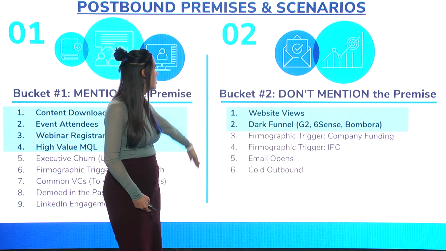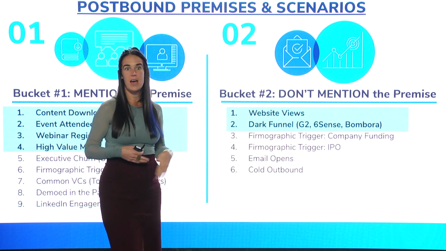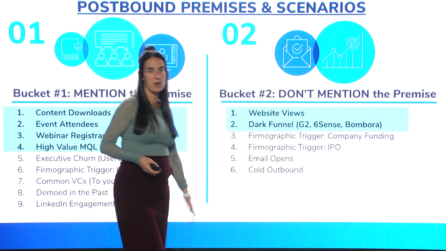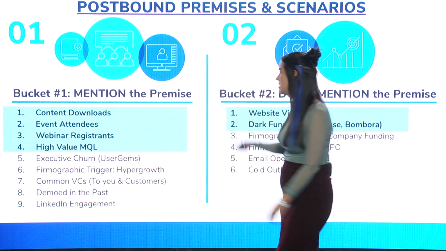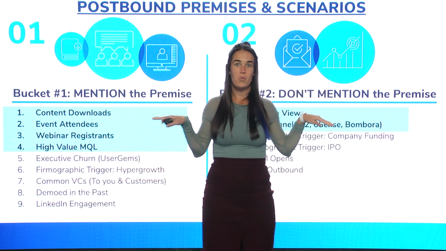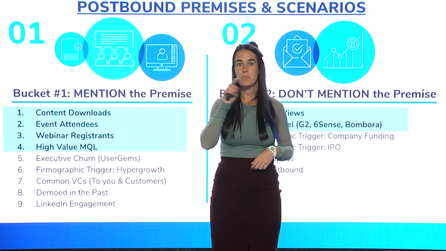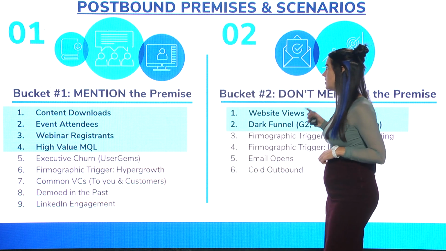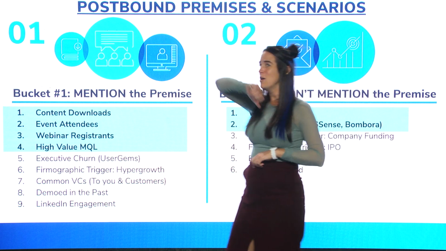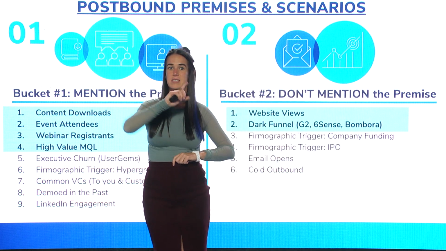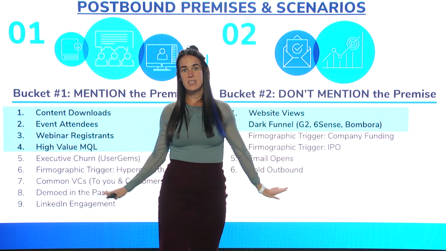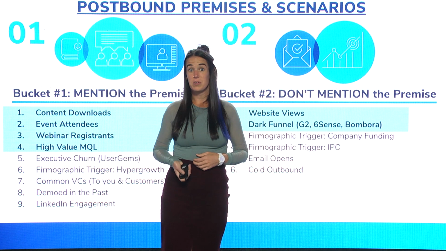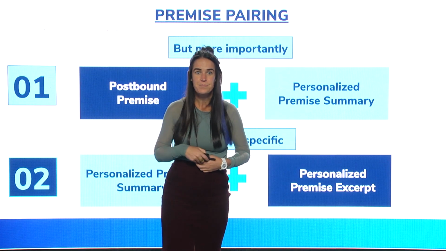So these over here in bucket number 2, we'll go into a little bit on how you can personalize with them. But bucket number 2, I wouldn't mention the sequence scenario to your prospect. Bucket number 1, I would. And the difference between the white and the blue in your deck is the blue ones are sent over by marketing. So you've got content downloads, event attendees, webinar registrants, high value MQL, website views in dark funnel with G2, 6sense, or Bombora. And the rest of these sequences in white are outbound sequences that you'll have to build yourself, but marketing won't supply the leads.